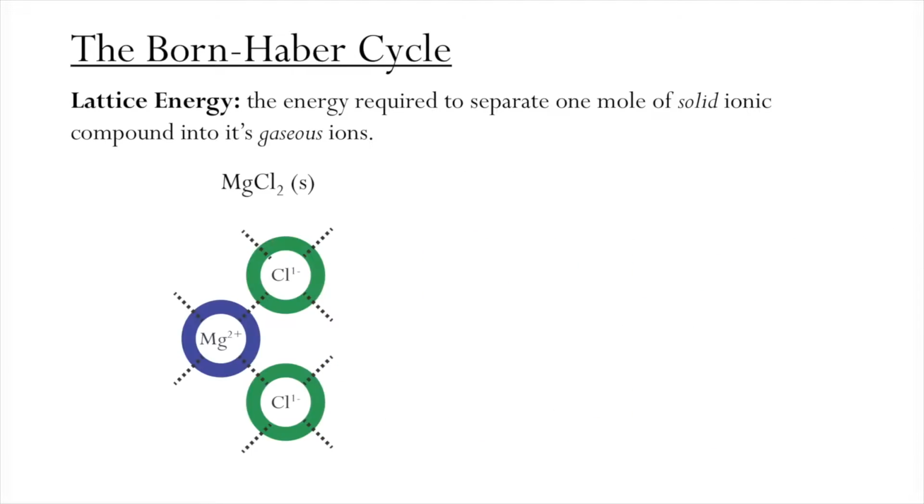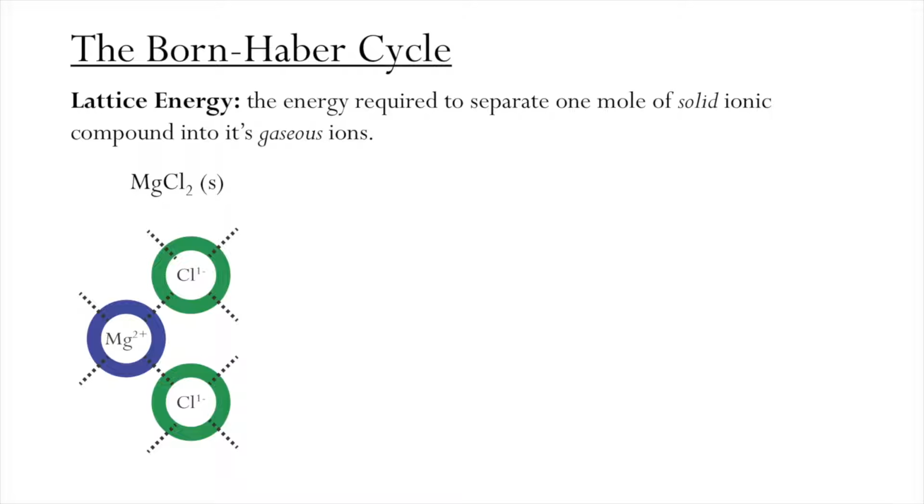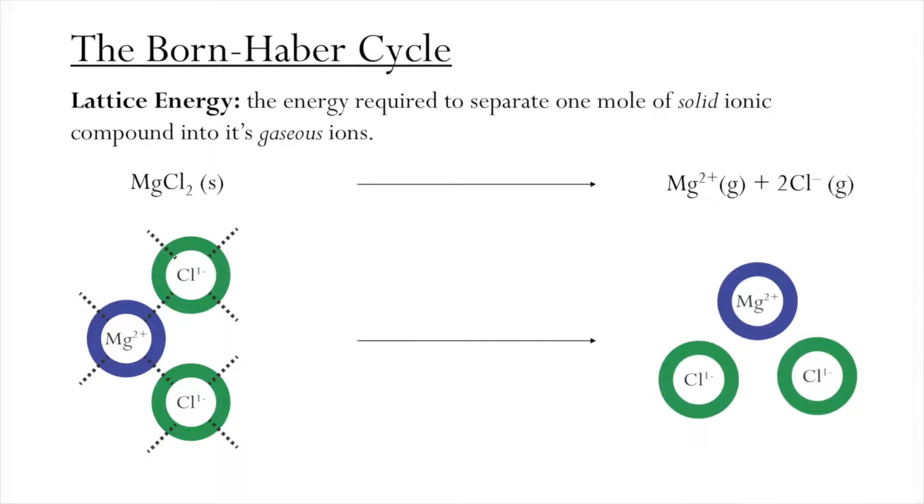Take magnesium chloride, for example. In the solid lattice of magnesium chloride, when we break apart the lattice, the solid will break into its constituent gas ions, magnesium 2+ and chlorine-, and there will be 1 magnesium 2+ ion for every 2 chlorine- ions.